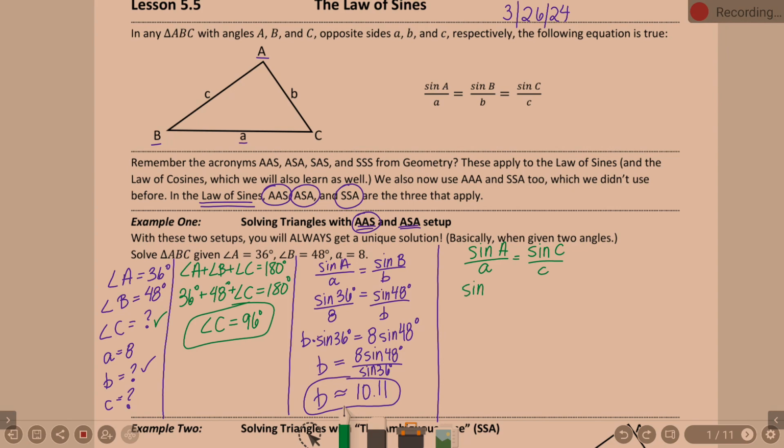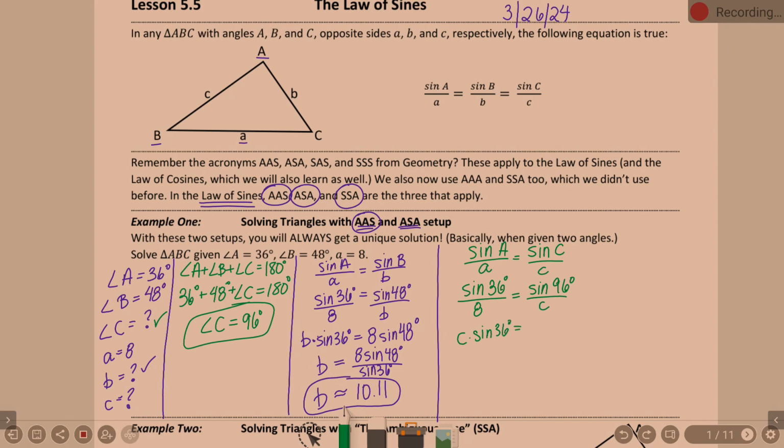So sine of, what was A? 36 degrees over 8 is equal to sine of 96 degrees over C. Same idea? Okay. Basically, it's cross products is what I think of it. It's also multiplying both sides by 8C. If on the left you multiply by 8C, the 8's cancel. You're going to have C times sine of 36 degrees.